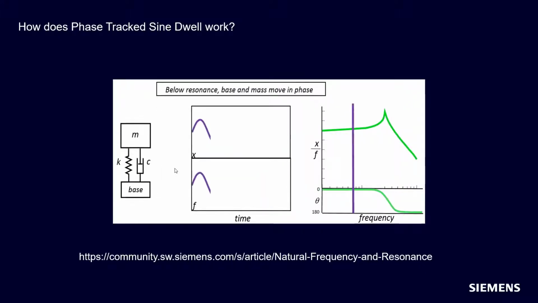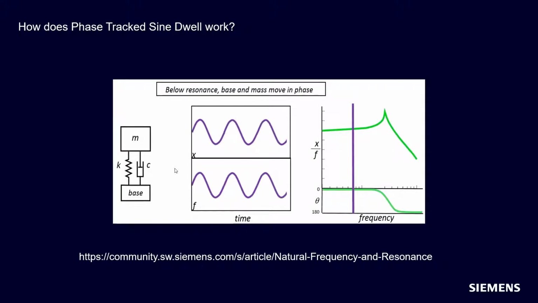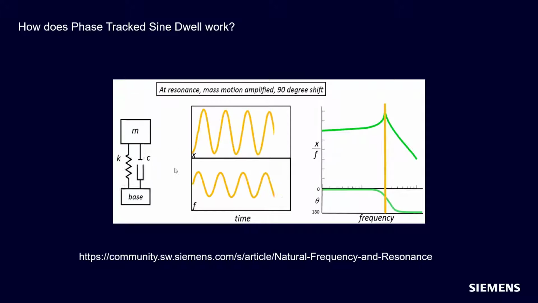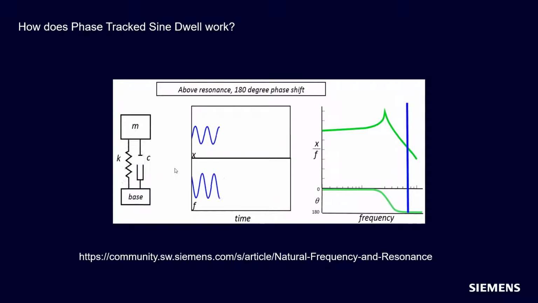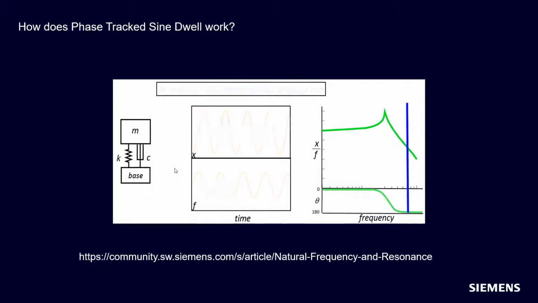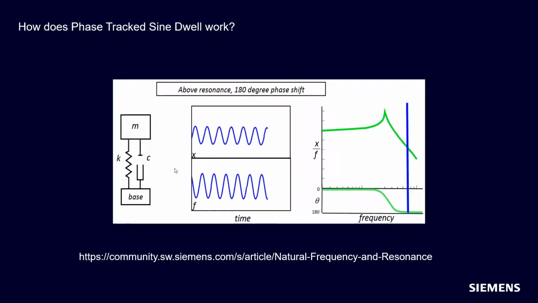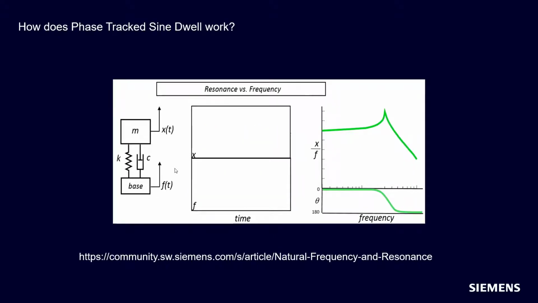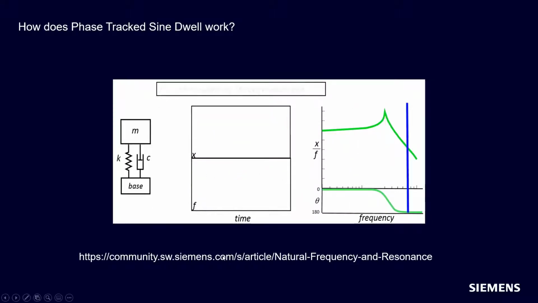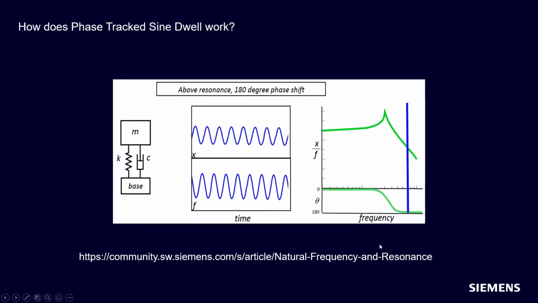So the way sine dwell works is we're looking at that phase angle, right? And as a part fatigues, we're looking at whether that phase angle is changing, and then we change the excitation frequency to match the resonance frequency. More information about natural frequency and resonance is on our community website. The address is down here, and this is a full discussion of natural frequency and resonance, all those things.